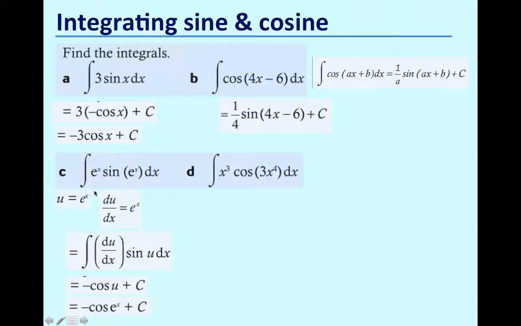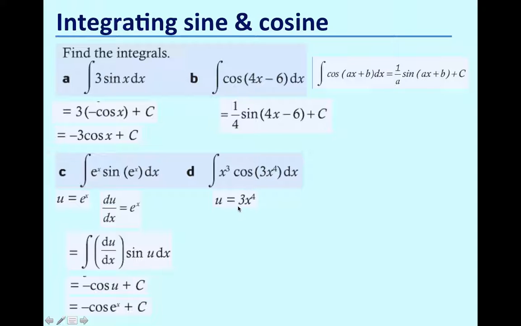So just to remind you then, substitution method: if you have something you recognize within the function such that when you differentiate it, you end up with another part of the composite function, you can use a substitution method. So similarly in part D, we recognize that if I take the derivative of what's inside the brackets here, I'll end up with 12x cubed. So we've got an x cubed here. In this instance, this is not exactly the derivative of this, but we can manipulate it.